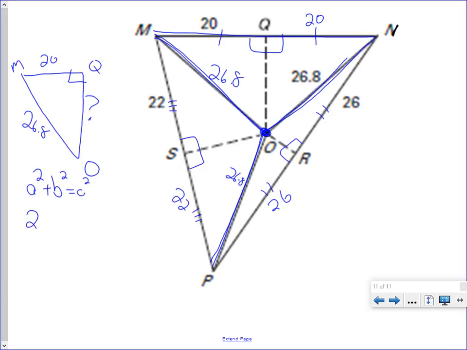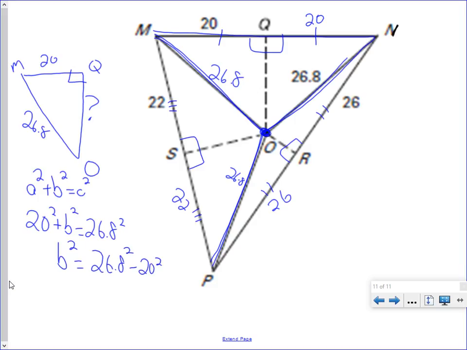20 squared plus B squared is 26.8 squared. We okay with that? Now, without pressing any buttons to start with, does everybody agree that I'm going to have to subtract the 20 squared over to the other side? At some point in time, we'll have to subtract it over. So we're going to get B squared would equal 26.8 squared minus 20 squared.